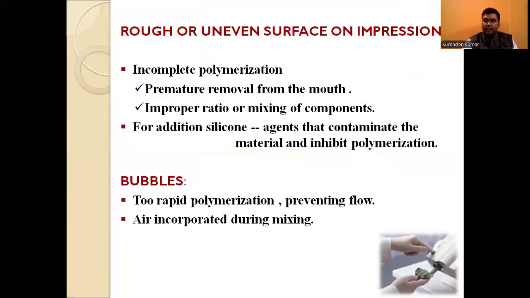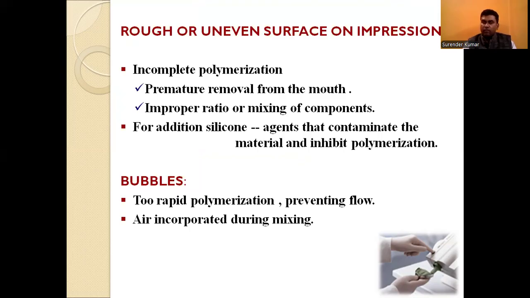Now, effects of mishandling. What are the effects that you can have from mishandling? There can be a rough or uneven surface on the impression. That can lead to incomplete polymerization, that is, premature removal from the mouth. You have removed it before it even sets. That can be a cause of roughness, as can improper ratio or mixing of the constituents. You have not mixed them in the proper ratio. For addition silicone, agents that contaminate the material can inhibit polymerization. That means, if you use normal latex gloves, that might inhibit the polymerization.